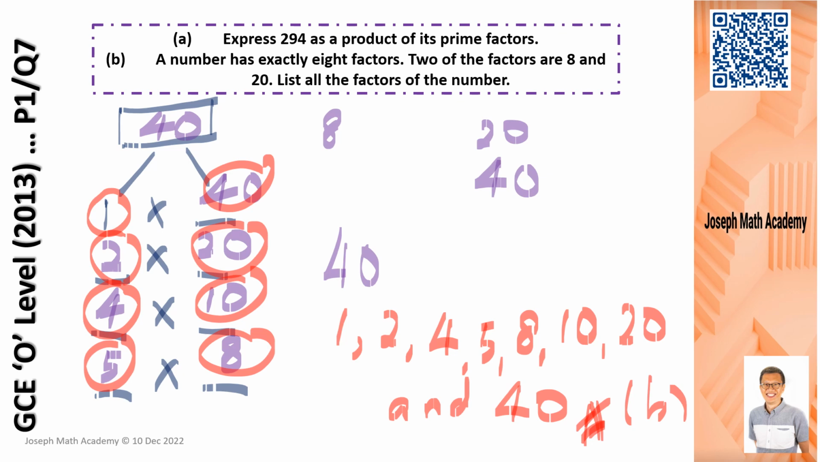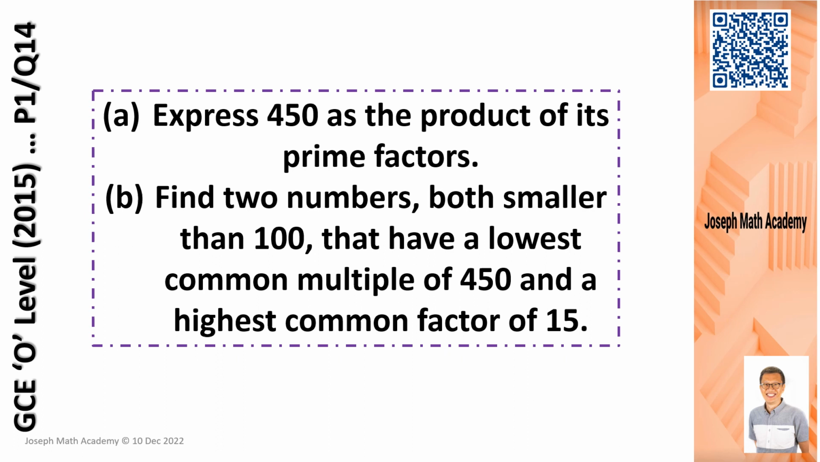Not difficult, right? Okay, now we have completed question 7 of paper 1, 2013. I'm going to move on to the next question. Today's video is taken from GCE O Level 2015, paper 1, question 14. The question goes like this. A. Express 450 as the product of its prime factors. Easy, right? This one we have been doing quite a lot.